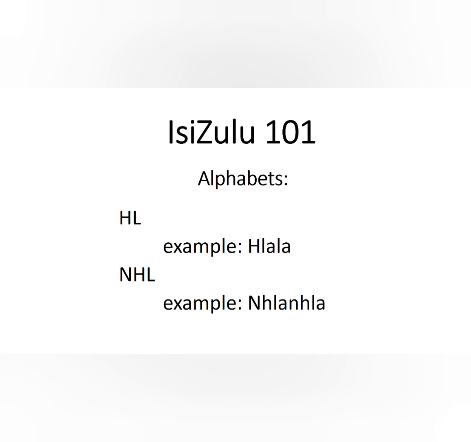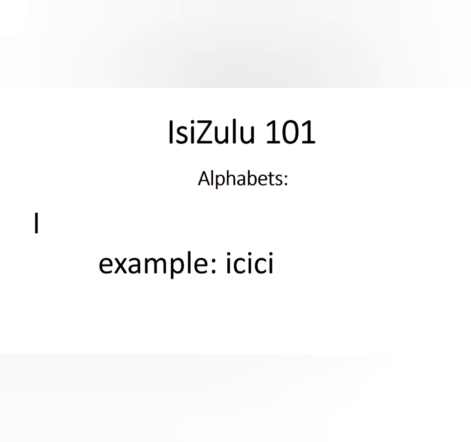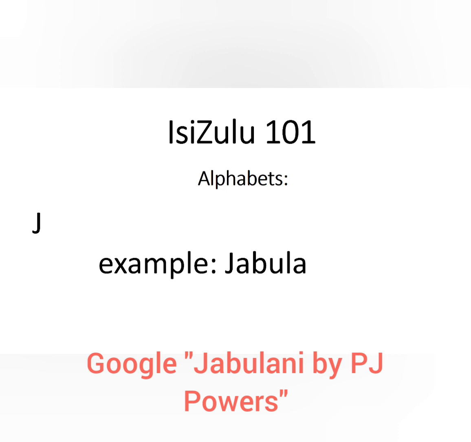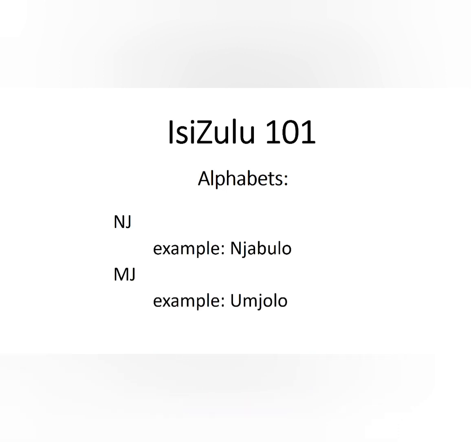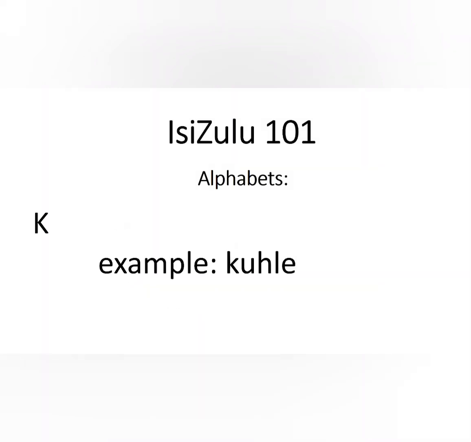So let's move on to I, which is E. Example, icici, an earring. J is next. Jabula is the example, be happy. Jabulani. Adding an N before the J makes it nj. Example, njabulo, happiness. And if you add an M before the J, it's mj, umjolo. Umjolo means dating. Oh, that's what it used to mean. I don't know what it means anymore.